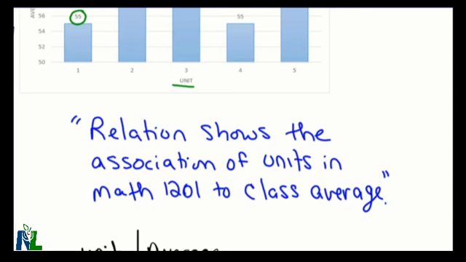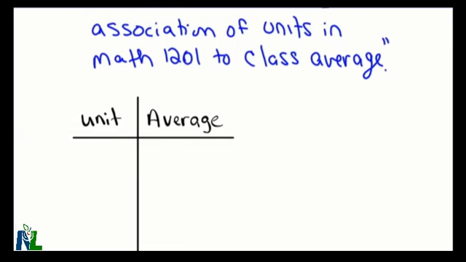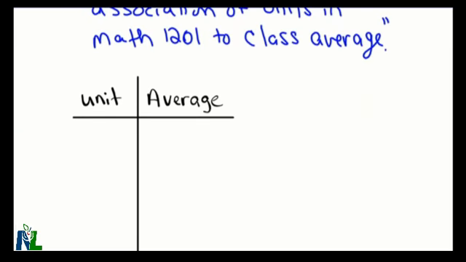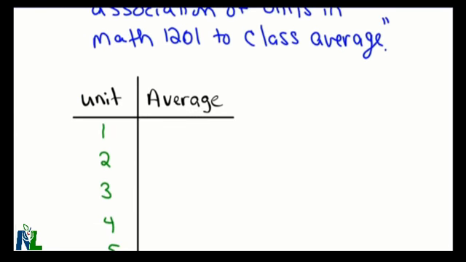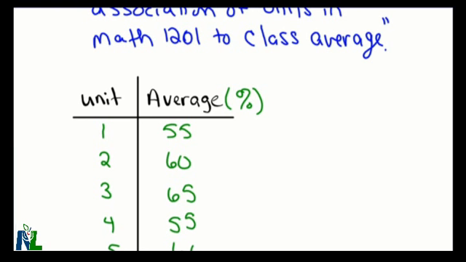This relationship can also be described using a table of values. We would take our units on our horizontal axis and write them. So we have unit 1, 2, 3, 4, and 5 described in our graph. And then looking back up at our graph, we can see the average for each unit. So we would write those. 55, so that's our average in percent. Unit 2 was 60, Unit 3 was 65, Unit 4 was 55, and Unit 5 was 60.